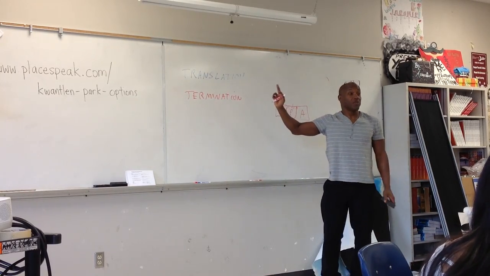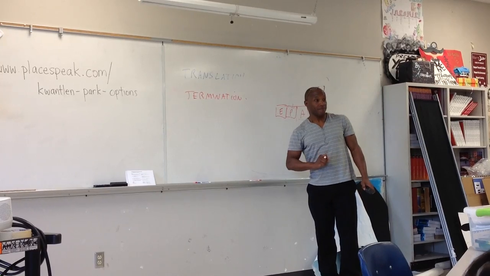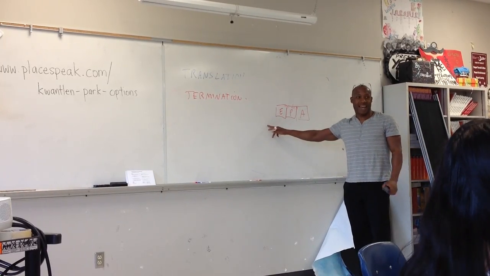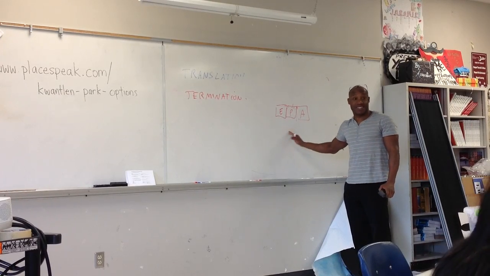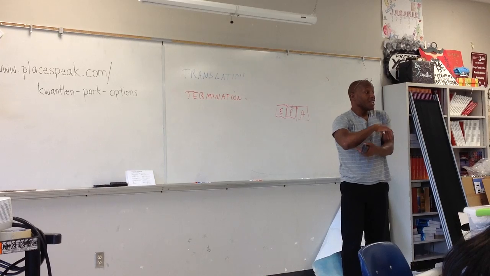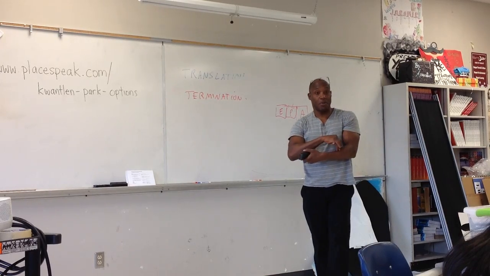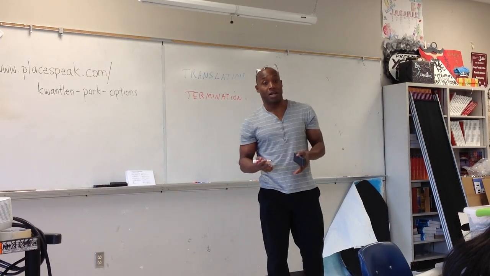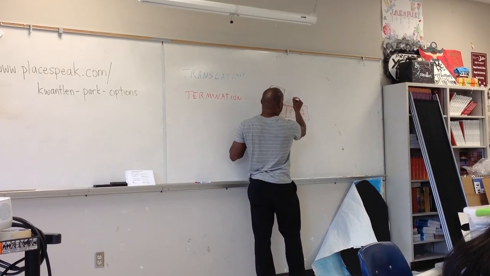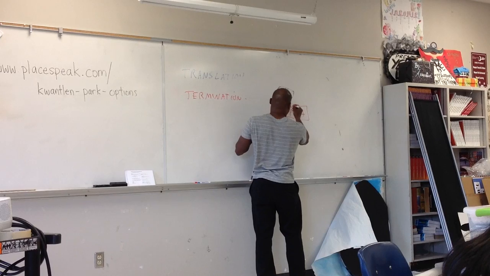Now we're on to the termination step. We still have three different sites on our ribosomal complex. In the termination step, we're going to end the making of the polypeptide chain. So right here at the P site, we always have a transfer RNA.